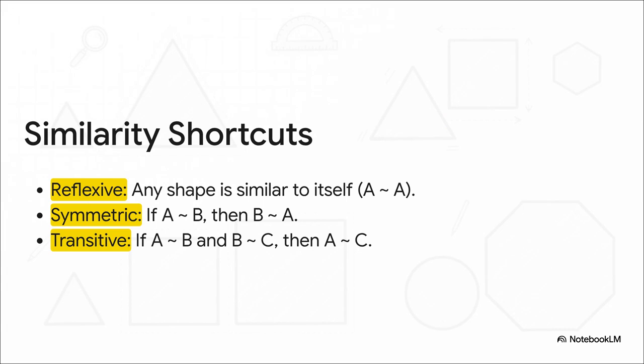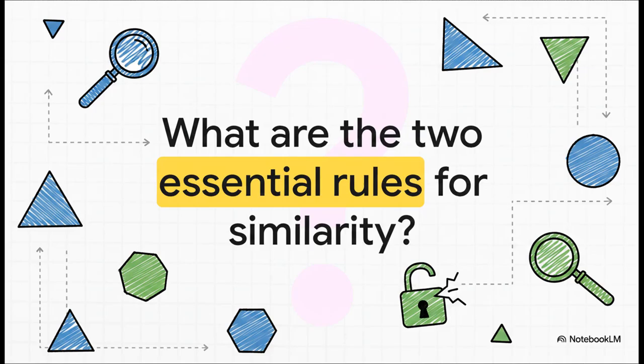Oh, and by the way, here are 3 common sense shortcuts for similarity. Super handy to know. You've totally cracked the code. The big takeaway? Always check both rules, angles and proportional sides.